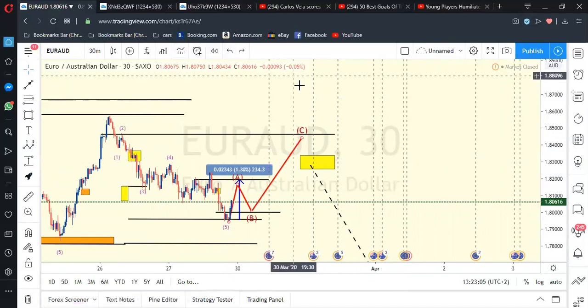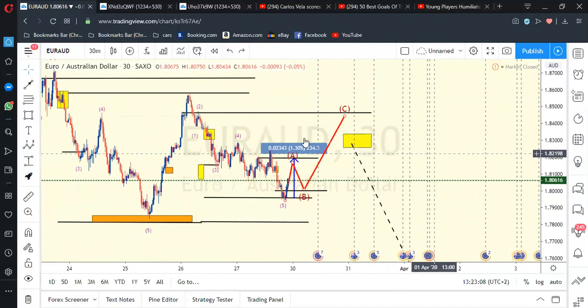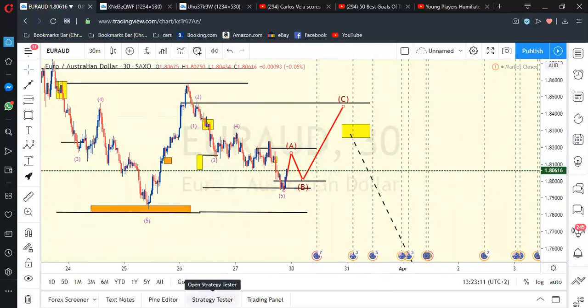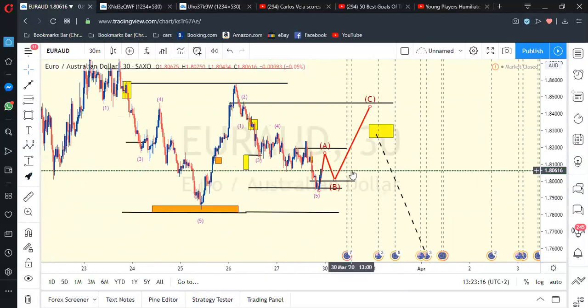That's how simple it is. They don't understand the chart pattern, or maybe the market structure, and market manipulation. That's all it does. That's how simple it is.